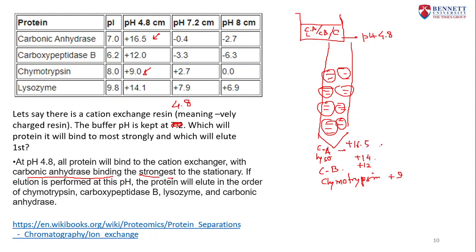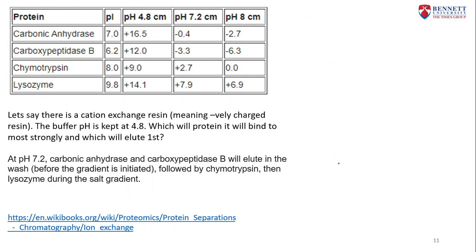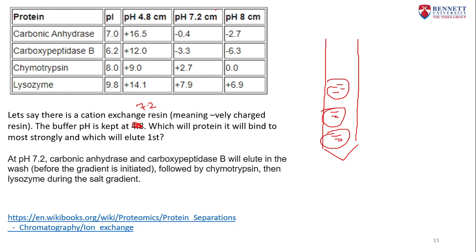So I'll show one more example. In this case, again, there is a typo. This should be pH 7.2. So my question is, which protein will bind first and which protein will elute first? Again, you can use the same logic. So this is minus charge, minus charge, minus charge. At pH 7.2, which one has the most positive charge?